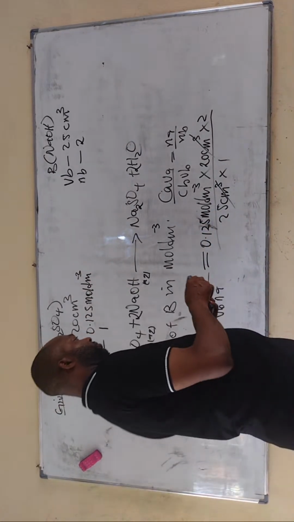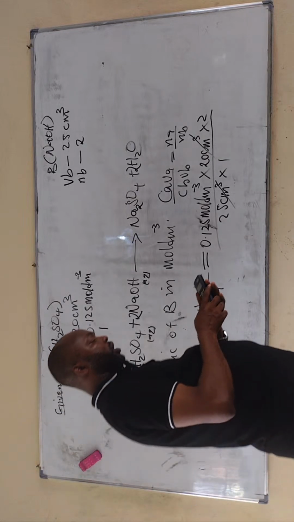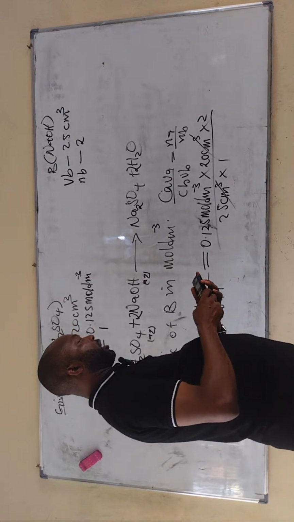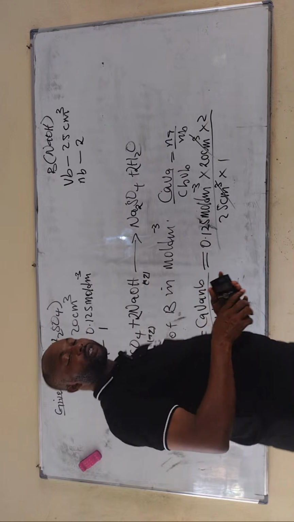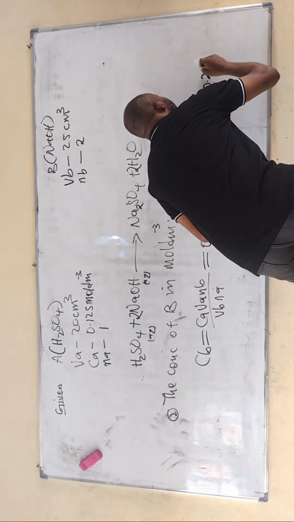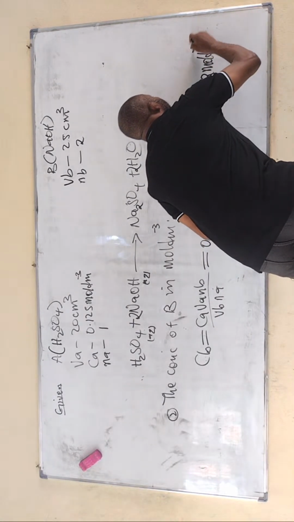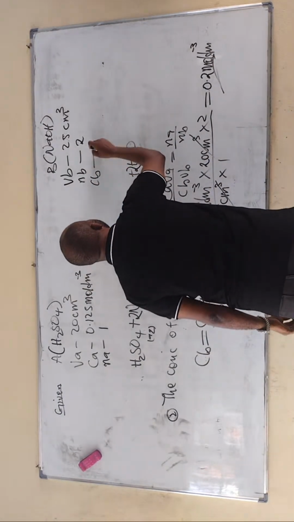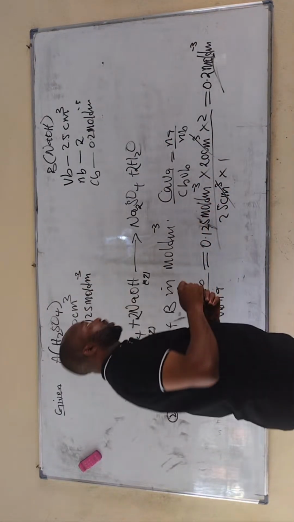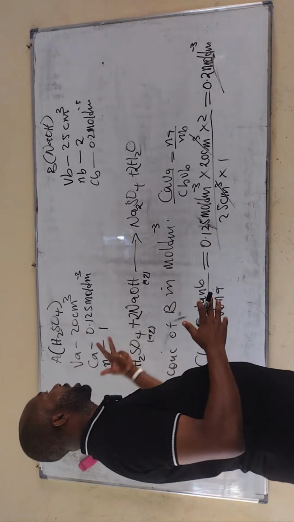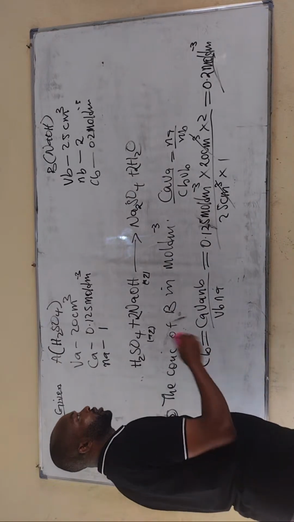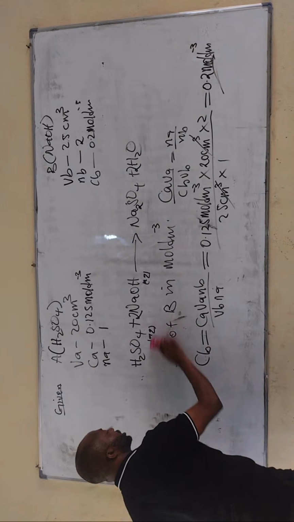So we proceed. 0.125 times 20 times 2 divided by 25. That's 0.2. So our answer is 0.2 mole per dm cube. So CB is 0.2 mole per dm cube. Now, if we've gotten that, for us to get our amount, we just have to apply the formula molar concentration times volume. So now to the question of the day, which is the amount of the base. I can take this out so that we can do the calculations.